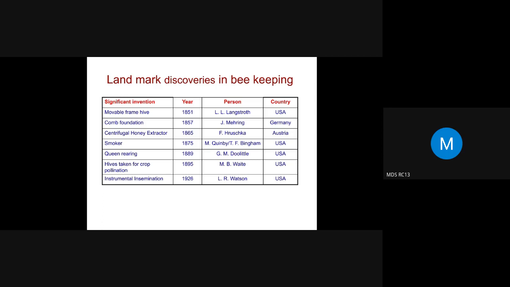And instrumental insemination, by which artificial bee breeding was taken up. As we see different breeds of cow, hen or other species, bees were also bred initially to get high-yield colonies. For that, different instruments were introduced or invented. That was done in 1926 by L. R. Watson.